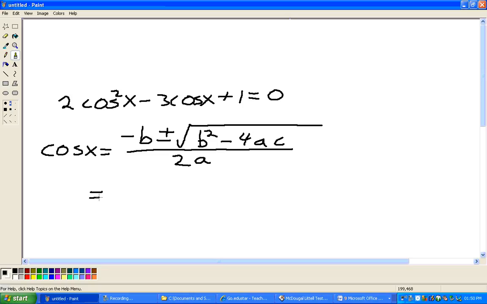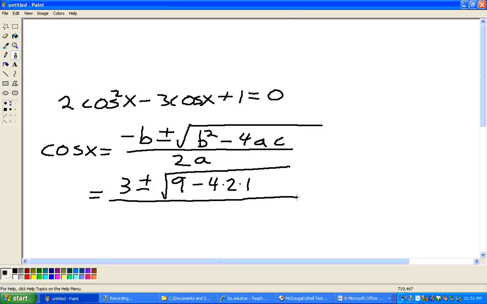B is a -3, so that would make that be a 3. There will be two answers. One's positive, one's negative. B squared would be nine. A is 2, C is 1. The entire quantity is divided by 2A.